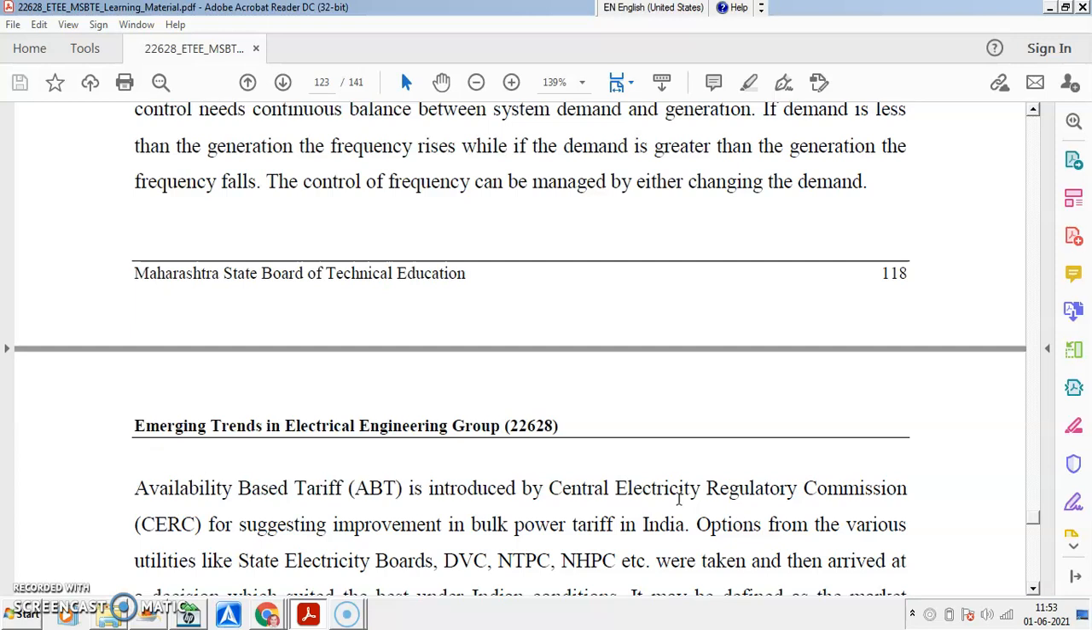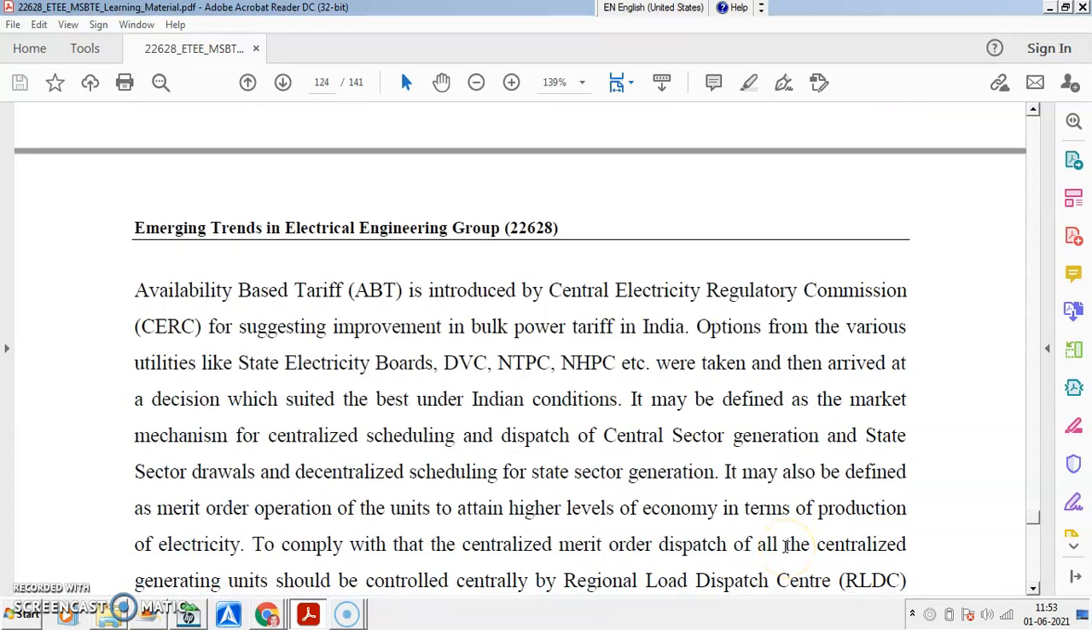So particularly the CERC, for suggesting the improvement in the bulk power tariff in India, took the options for various utilities like state electricity boards, DVC, NTPC, NHPC, etc., and then arrived at a conclusion about what suits best, particularly in Indian conditions.